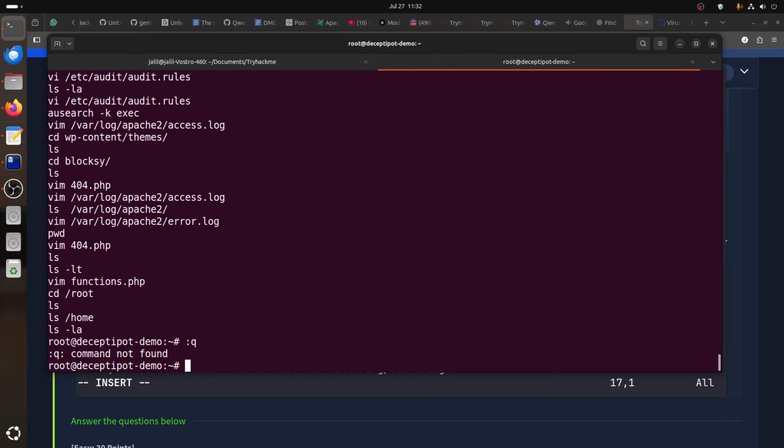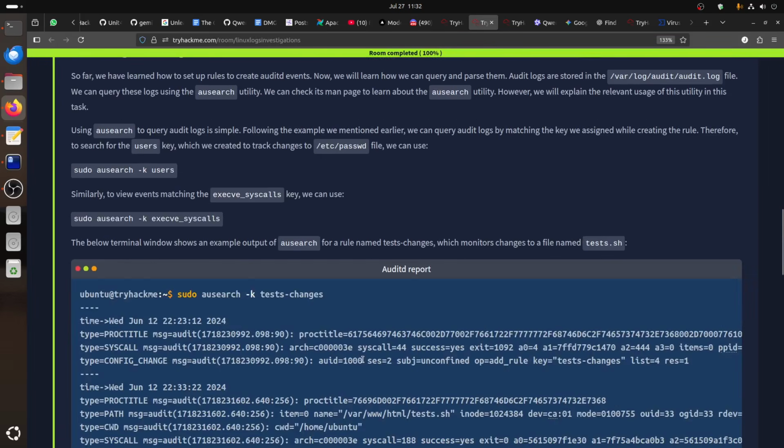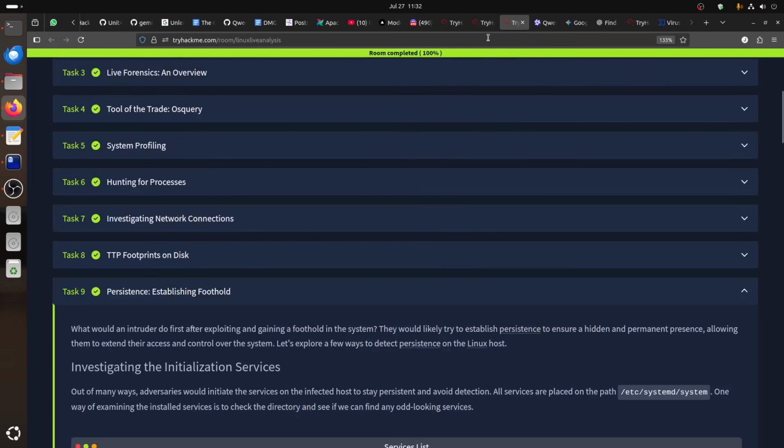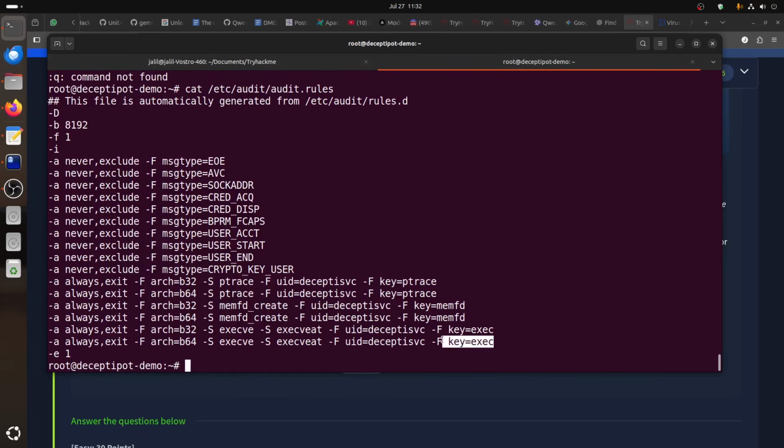Now let's go back to our audit, this form, this ausearch. Let's go back to the ausearch. As I said, because we have got etc audit conf, we have the key that we can search for, so ausearch minus k exec.